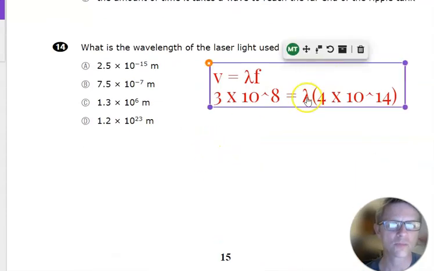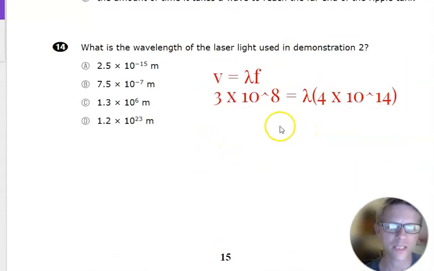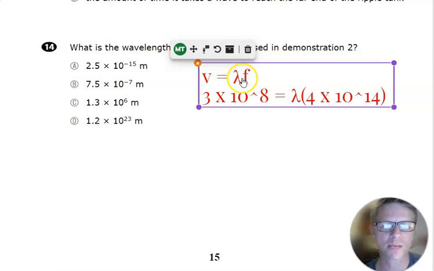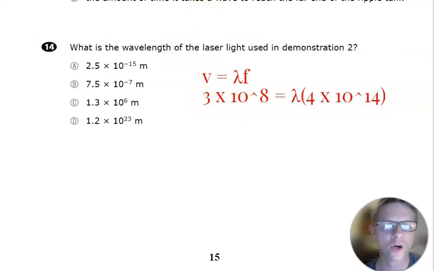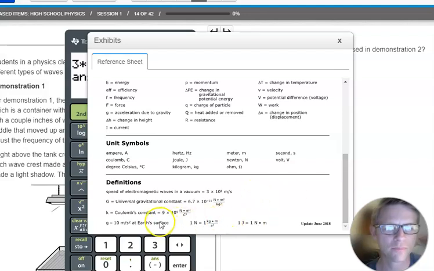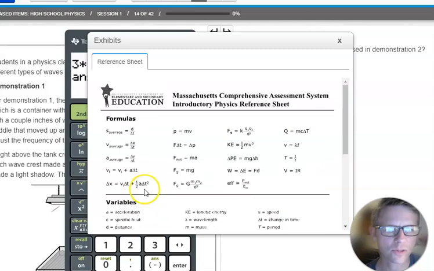This one's hard, but only because of the ugly exponents, and we're really not sure as physics teachers how much they want you to do this, but I guess they did it last year, so maybe they'll do it again this year. But we're using v equals lambda f. You're supposed to kind of know that the speed of light is fast, and you can look it up here on the equation sheet. It's 3 times 10 to the 8th meters per second.